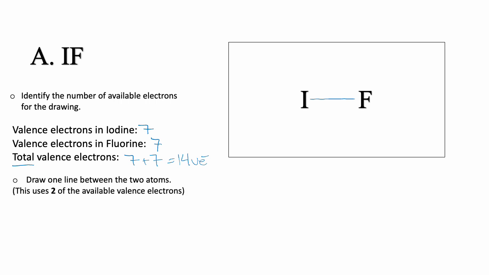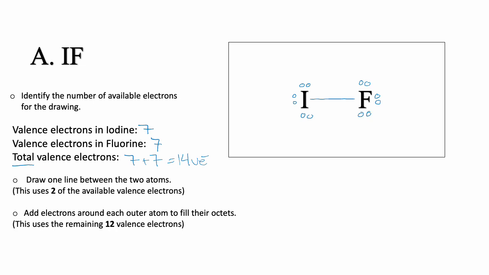This represents 2 valence electrons, so now we've used 2 of our available 14 valence electrons, and we have 12 more to work with. We're going to put those 12 electrons around each of our atoms to fill their octets. Now we've used all 14 of our available valence electrons, and we can double check to make sure that our Lewis structure is complete by checking and making sure that the octet rule is fulfilled.